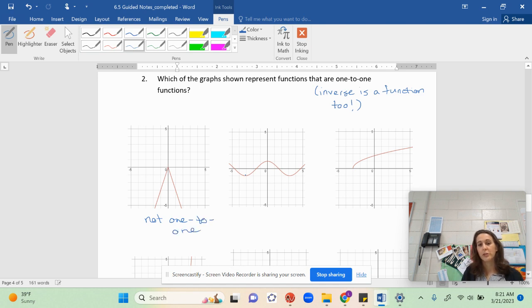Okay, next, we should see again. Does it pass the horizontal line test? No. So it's not one-to-one. It is a function because it passes the vertical line test, but it's not a one-to-one function. I'm going to write no. I'll write it again. Not one-to-one. How about the next one?